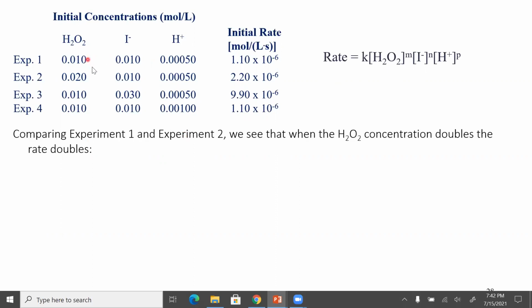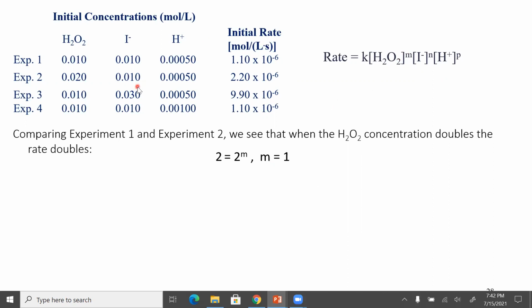So we're doubling the concentration. The concentration of iodide is a constant. The concentration of hydrogen is a constant. The rate doubles. So if the rate doubles when the concentration doubles, the reactant is a first order reactant. So M is a 1.